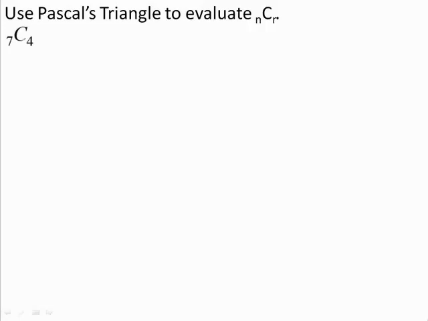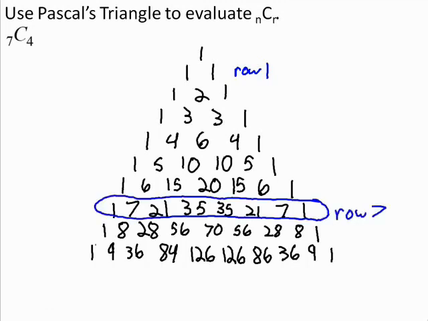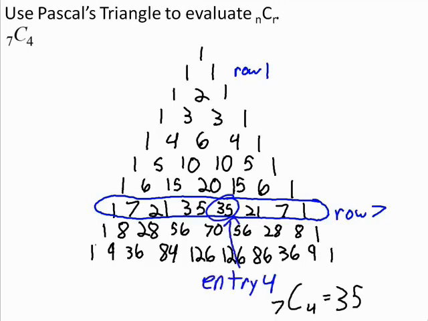Use Pascal's triangle to evaluate nCr for 7C4. Start by drawing Pascal's triangle. 7C4 is the fourth entry in the 7th row. Start by finding the 7th row. Note that row 1 is second from the top. Row 7 is 6 rows below this. Now find the fourth entry in this row. The 1 on the end is the 0th entry, 7 is the first, 21 is the second, 35 is the third, and the second 35 is the fourth entry. So 7C4 is equal to 35.